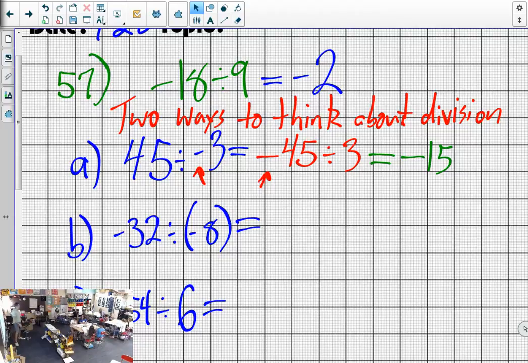Now in B, can I split -32 into -8 groups? No, because I can't have negative groups, but can I split it into groups of -8? Yes.